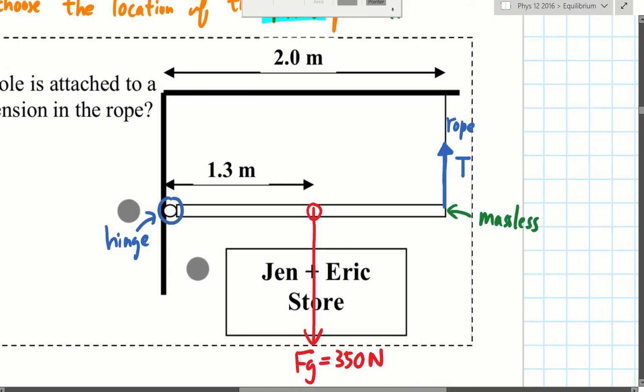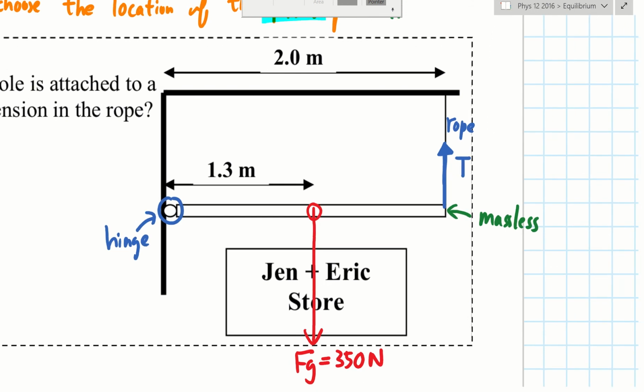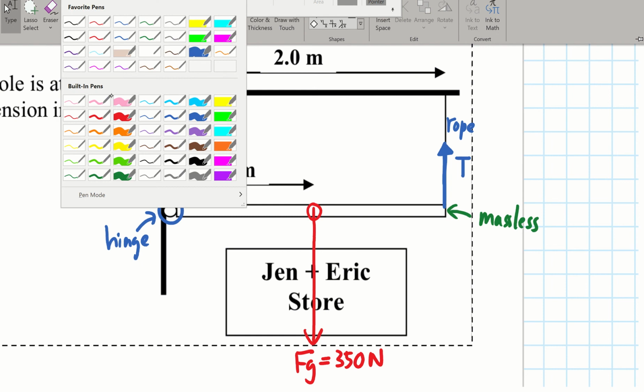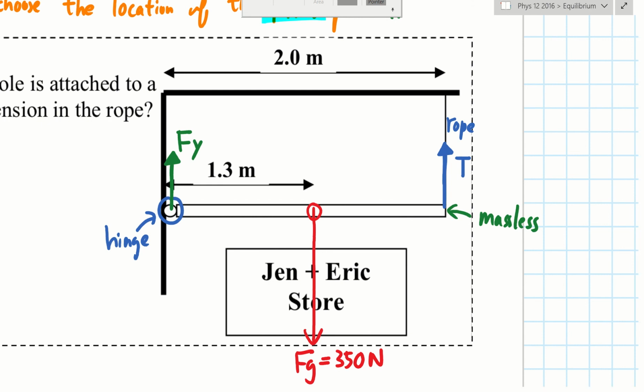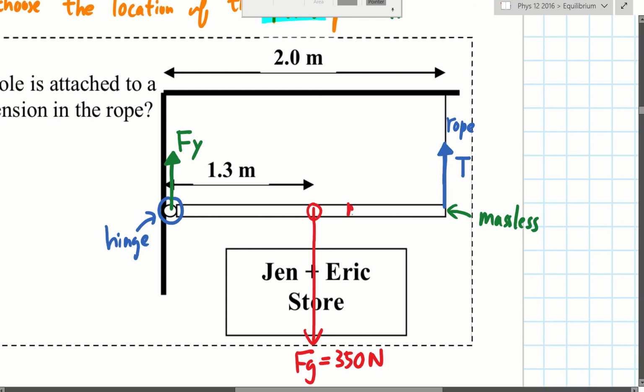How about on the hinge? Now, the hinge is like a nail to the wall. So technically speaking, we must have a force over there too. It's the force on the hinge. I'll call it Fy, because it's in the y direction. Force on the hinge in the y direction. And then we have a massless beam.